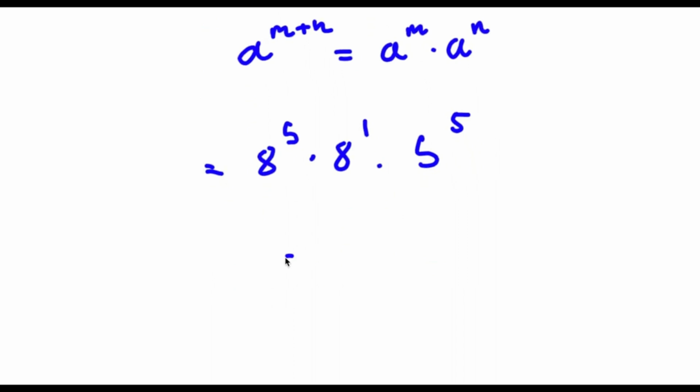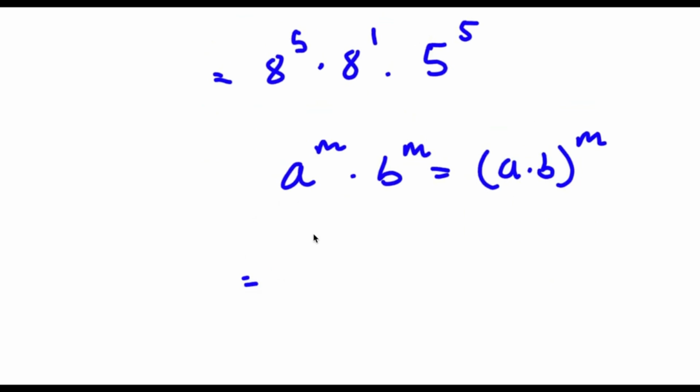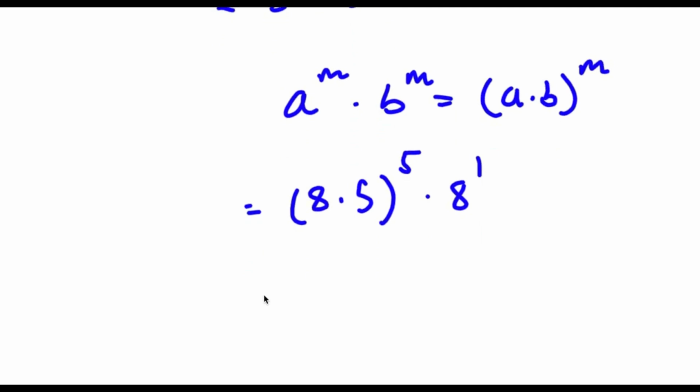Now, if I have something in the form a to the power of m times b to the power of m, this is the same thing as a times b to the power of m. So in this case, I have 8 to the power of 5 times 5 to the power of 5, and because these two have the same exponents, I can multiply these two. So this is going to equal 8 times 5 to the power of 5 times 8 to the power of 1. And now 8 times 5, this is 40. So now I have 40 to the power of 5 times 8 to the power of 1.